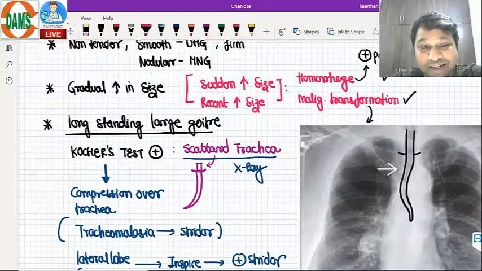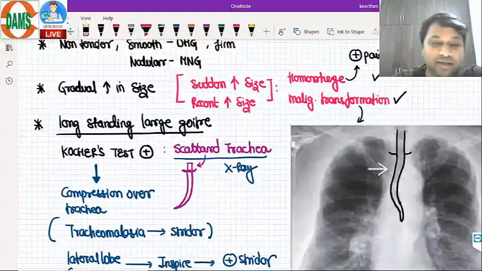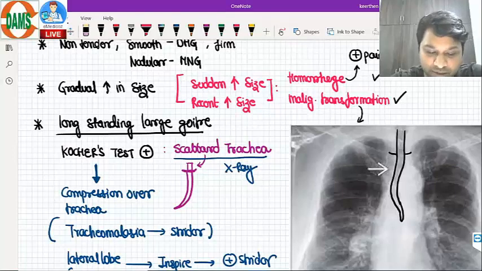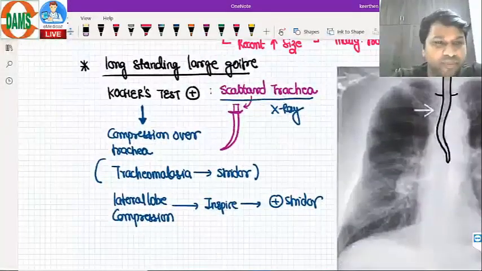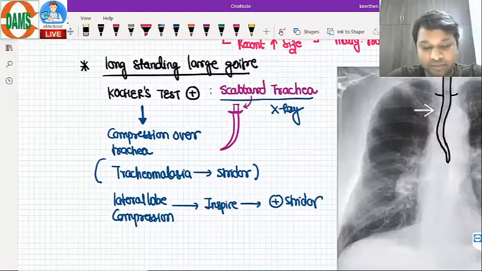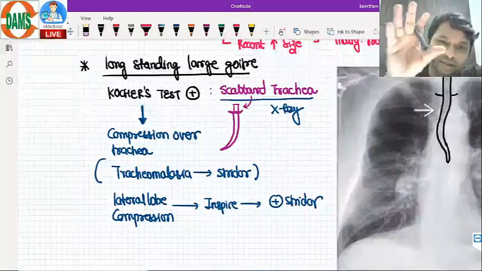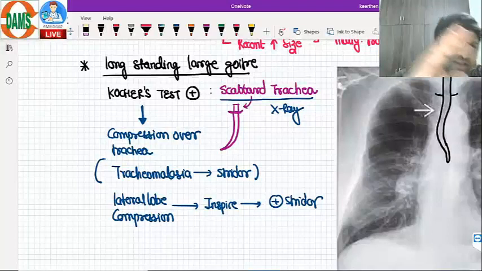One of the important clinical pickup points is that hemorrhage is usually associated with pain. Malignant transformation is usually painless, right? With respect to long-standing goiter, as the gland enlarges, it is going to compress the trachea. Along with the compression, if it enlarges from one end, it is going to push the trachea to the other side, to the contralateral side.